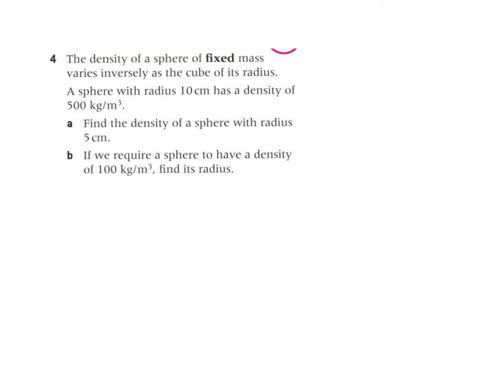So in this problem here, we know that the density of a sphere of a fixed mass varies inversely. So I know it's going to be some constant of proportionality k over the radius cubed. Now you mentioned we do know from physics that this is true.